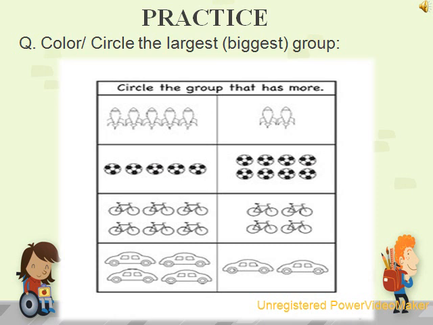Similarly, you will do the exercise of cycle and cars. Any queries will be discussed in the next session. Happy coloring!